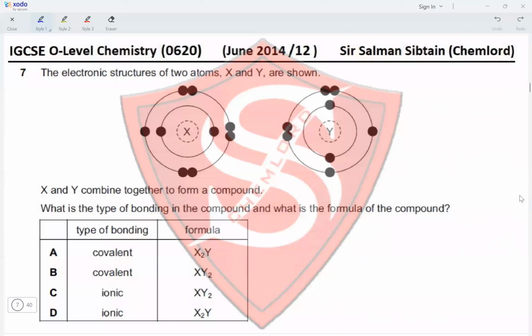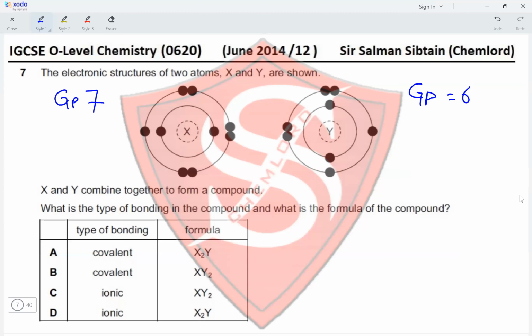Question 7. The electronic structures of two atoms X and Y are shown. X and Y combine together to form a compound. What is the type of bonding in the compound and what is the formula of the compound? Okay, so X has 2, 4, 6, and 7. 7 electrons in its outermost shell. So this belongs to group 7. Y has 2, 4, and 6. 6 electrons in its outermost shell. So this has the same electronic configuration as elements in group 6.